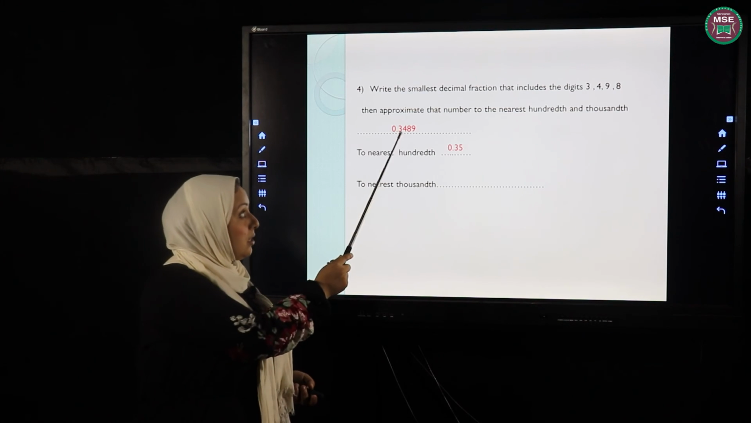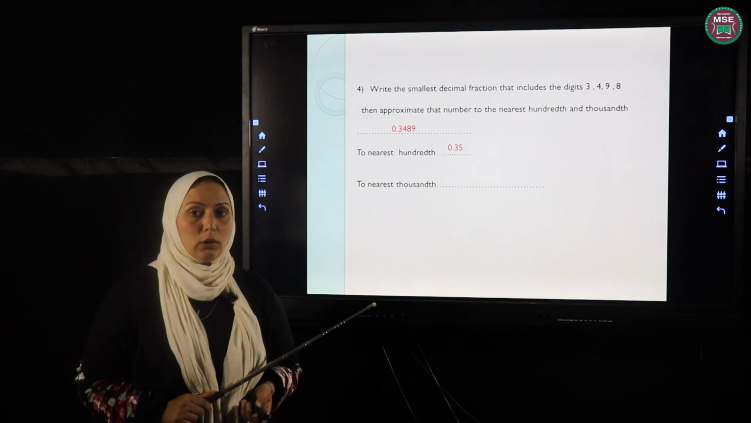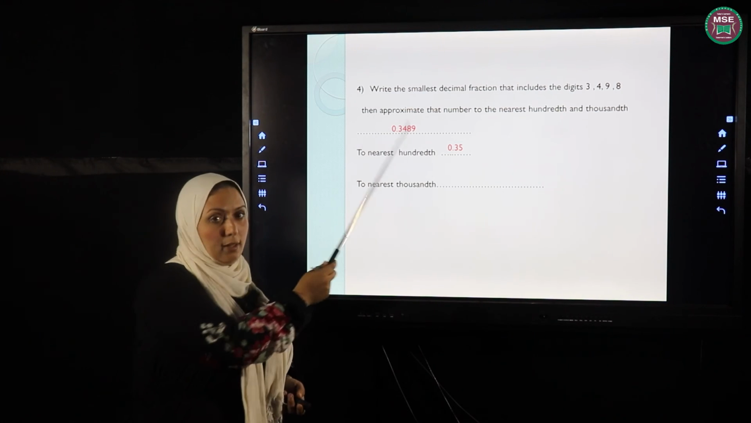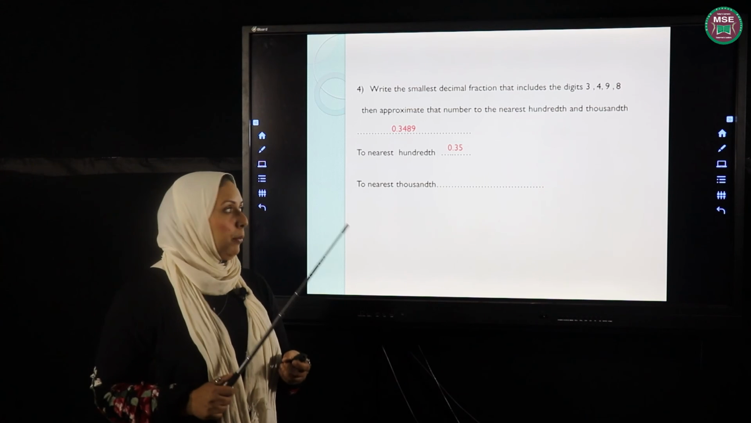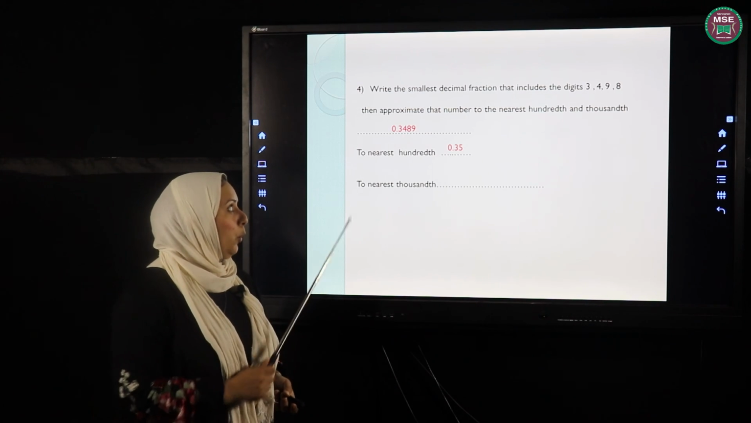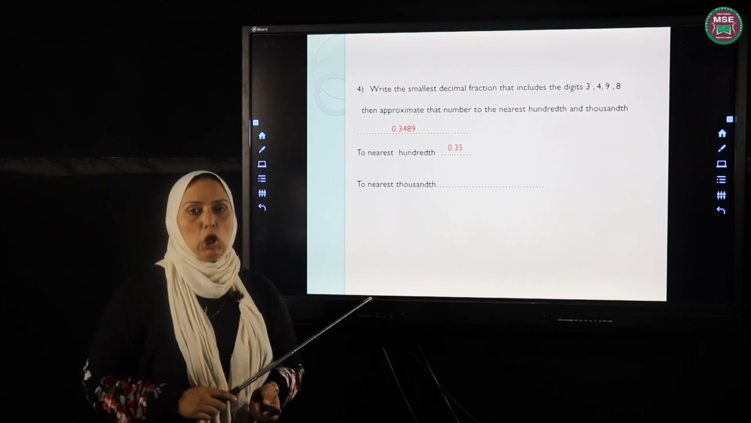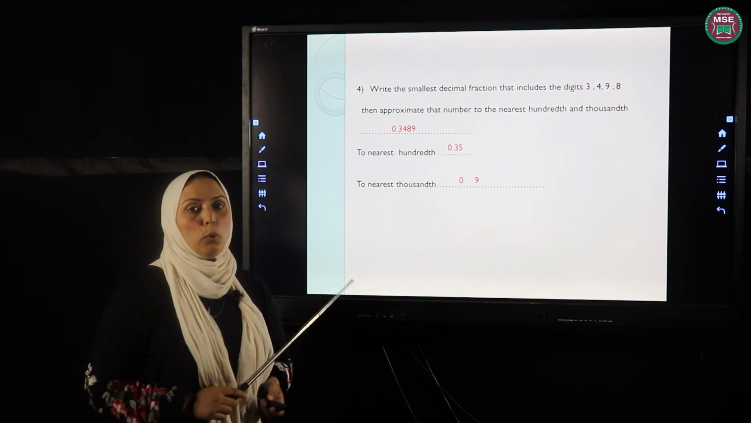Then approximate this number to the nearest thousandth. The thousandth here is 8. After 8 we have 9. 9 is a strong number. Now 8 will be 9. The answer will be 0.349.